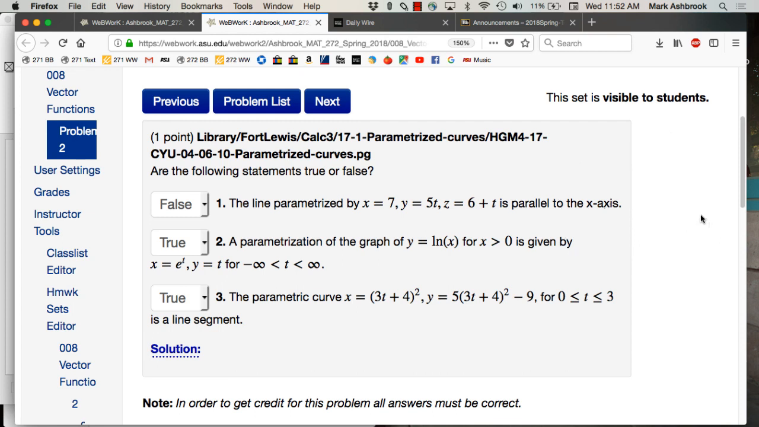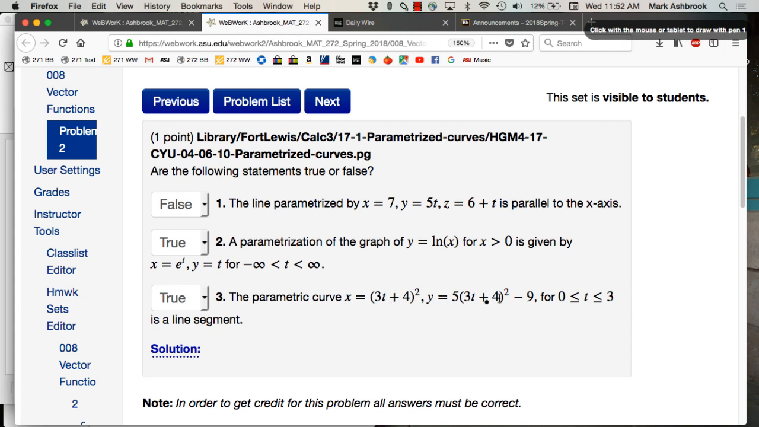This one, y equals ln of x, means that x equals e to the y. And so then you could say y equals t, and then x would be e to the t. So that's actually like a Calc 2 problem, but we're reviewing that. So this is good, it works. And then finally this one, maybe this was the tricky one.